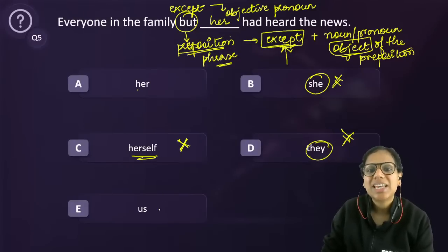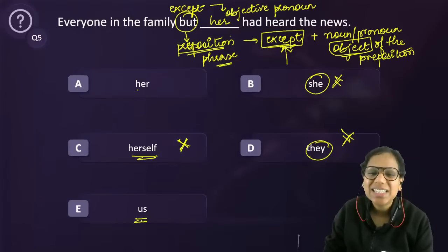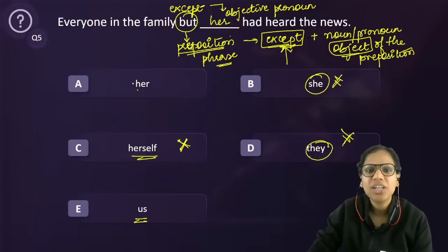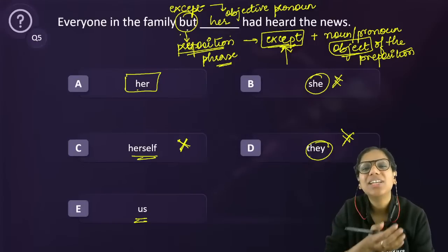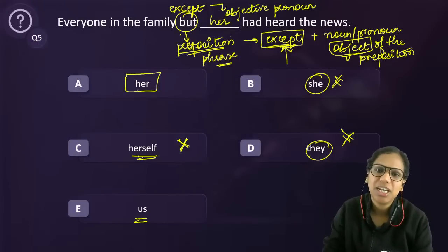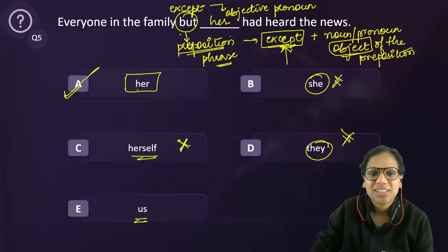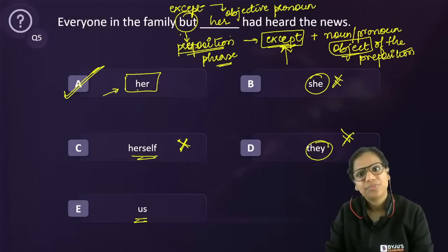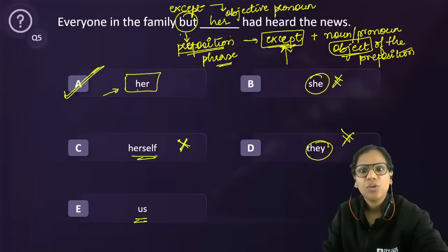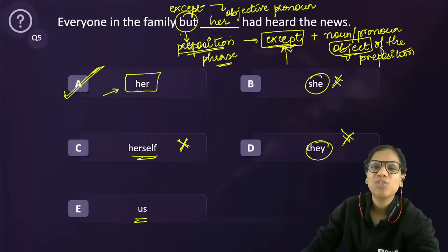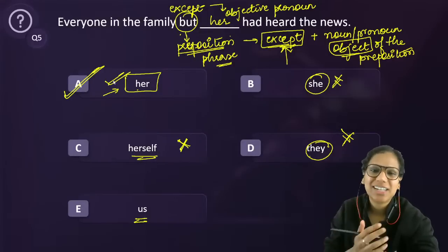Everyone in the family except us had heard the news. Now, even this would fit. Grammatically, even this would fit. But her is better because we are leaving out probably one person, right? So, ideally, we should not have had us here. But because it is there, still the better choice will be her. Okay? Hope this makes sense. Grammatically, even E is fine, but the one that looks better is her, because we are leaving just one person out. That's the only reason.